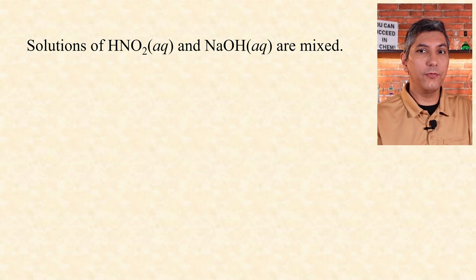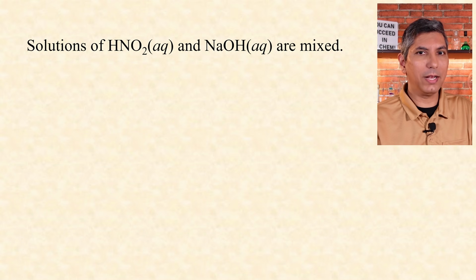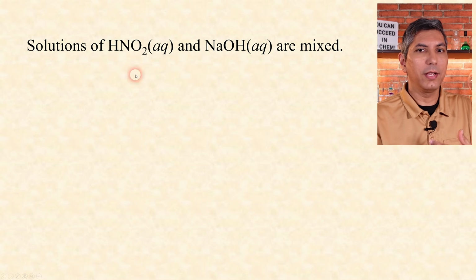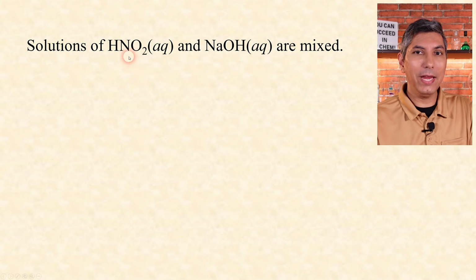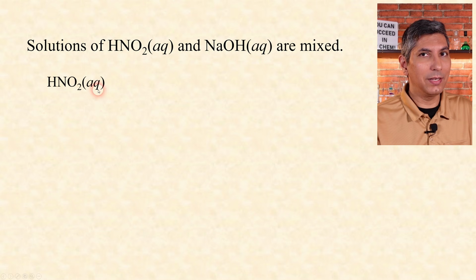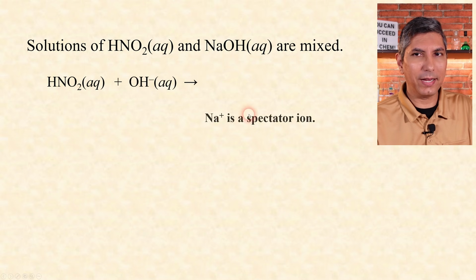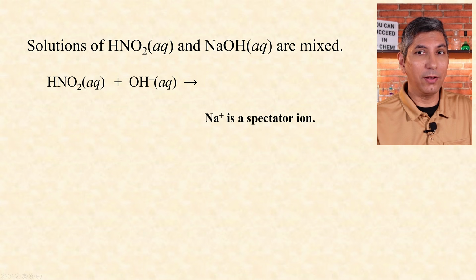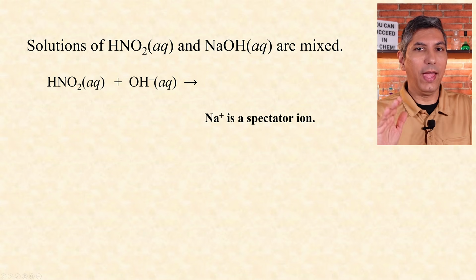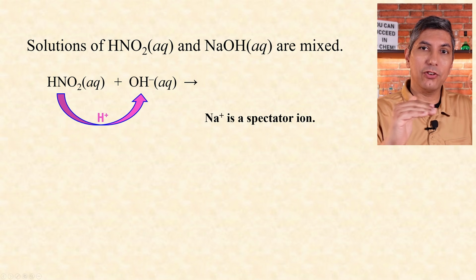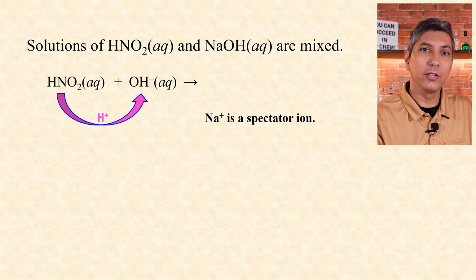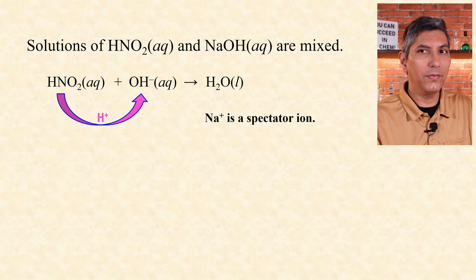If we have solutions of HNO2 and sodium hydroxide being mixed, we know the nitrous acid is a weak acid, so it's not written in an ionized form, and it reacts with the hydroxide ions. Sodium is the spectator ion. Remember, in all acid-base reactions, the acid donates an H plus ion to the base. So the products will be water and NO2 negative.